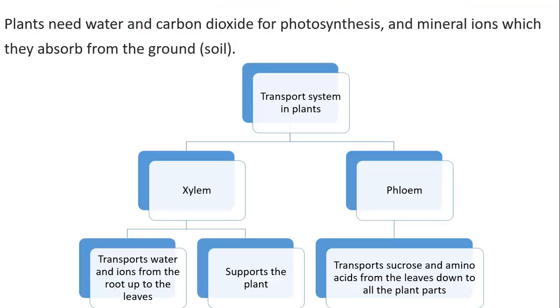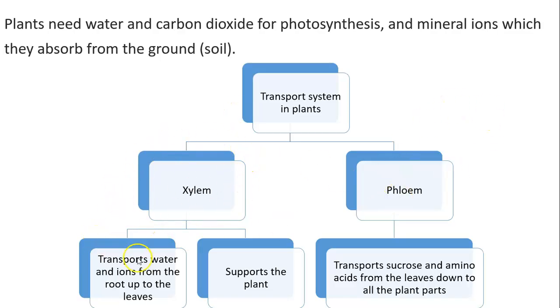Okay, so plants need water and carbon dioxide for photosynthesis. Also, they need mineral ions that they absorb from the soil. Who transports those molecules and raw materials to the kitchen of the plant, to the leaf, in order to be able to do photosynthesis and to make all of the molecules that the plant needs, like chlorophyll, like amino acids? So, transport in plants happens in two main tissues, xylem and phloem.